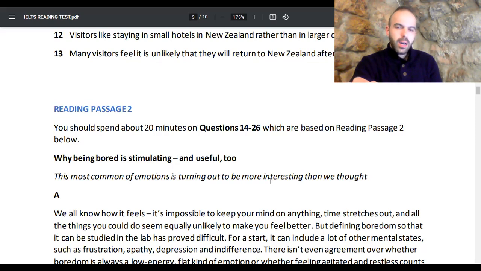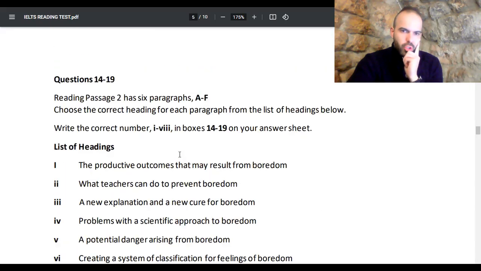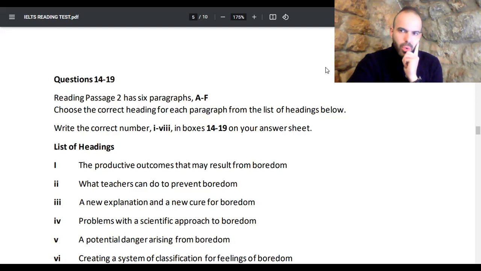So the text here is a bit more difficult and the information is thicker, or just a bit more laborious. Okay, so we have the text here, we have paragraphs A, B, C, D, E, F only. Oh, so that's the heading. So are you aware of how to apply the headings?